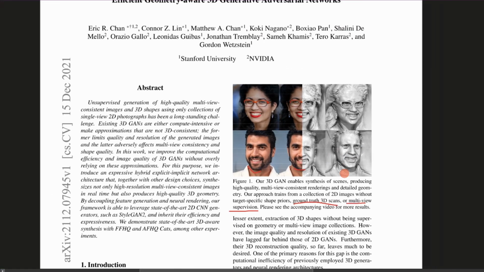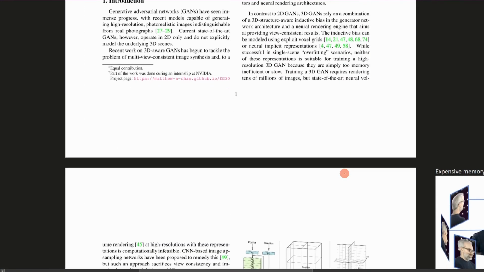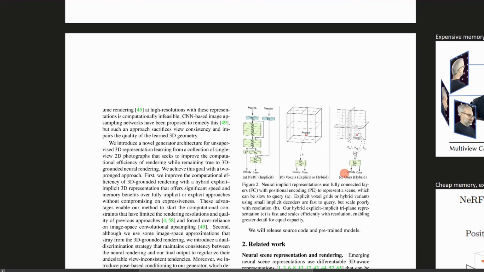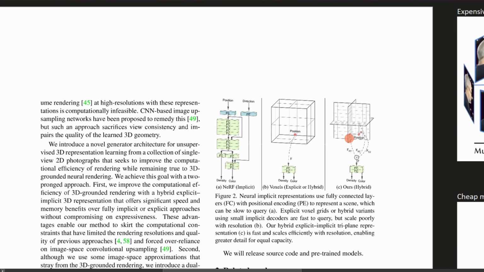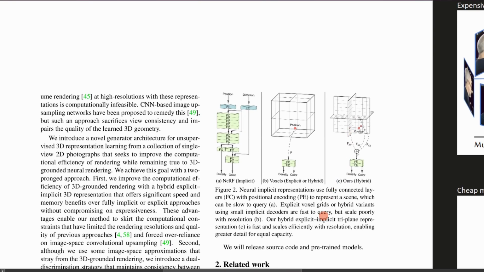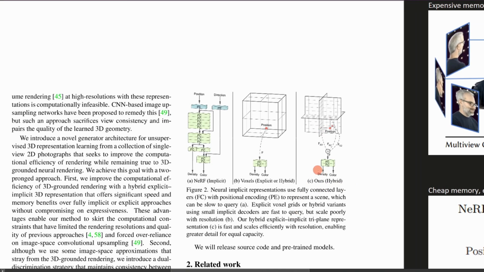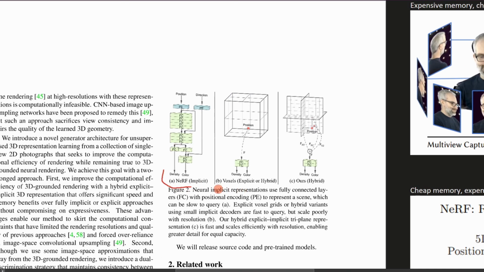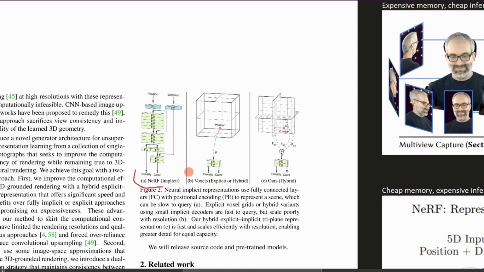Now, in order to understand how this paper works, we have to start with this novel explicit-implicit representation they devised, called the tri-plane representation. Basically, it's somewhere in the middle between NeRF, which I'm going to shortly explain, and these explicit voxel approaches. When you combine the good sides of this approach and the NeRF approach, you get this novel representation that they've devised.